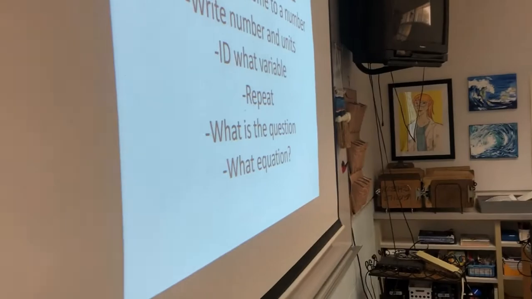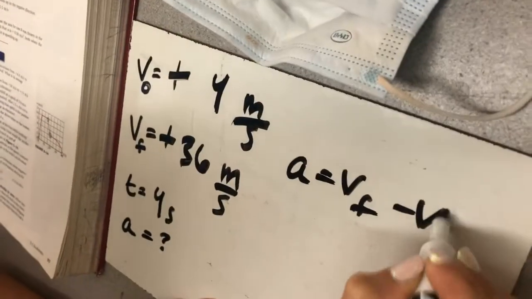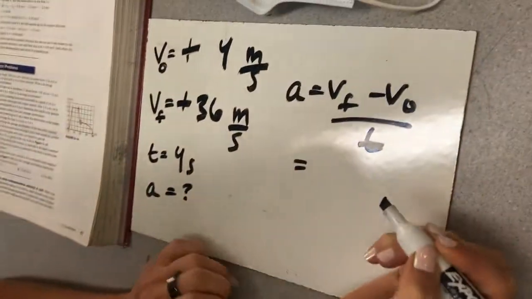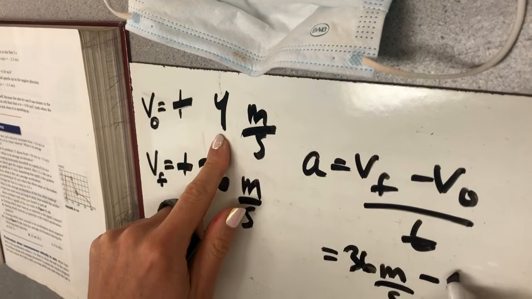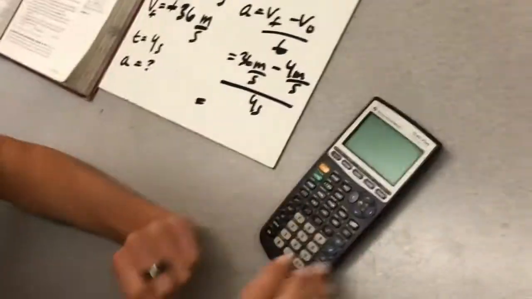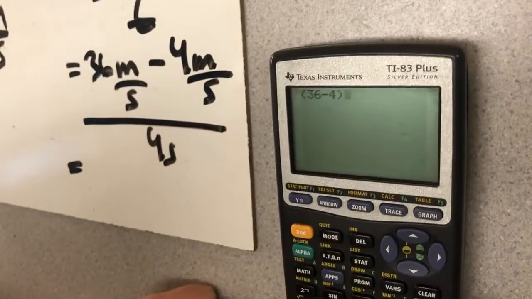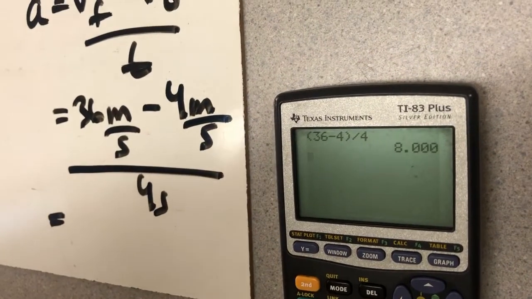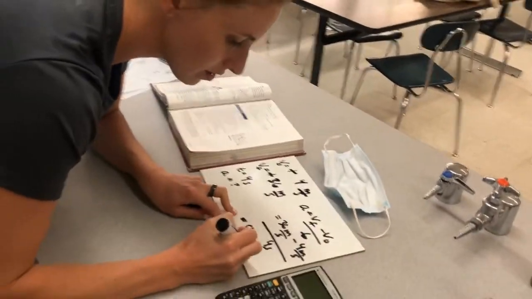What is the question? What is the average acceleration? And what equation? Well, I know the equation. Acceleration equals v final minus v initial divided by time. So velocity final is 36 meters per second minus 4 meters per second, all divided by 4 seconds. Parentheses, 36 minus 4, close parentheses, divided by 4 equals 8. 8 what? We're talking about acceleration, so meters per second per second, which is meters per second squared.